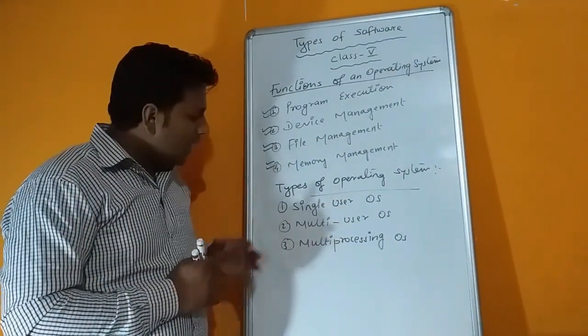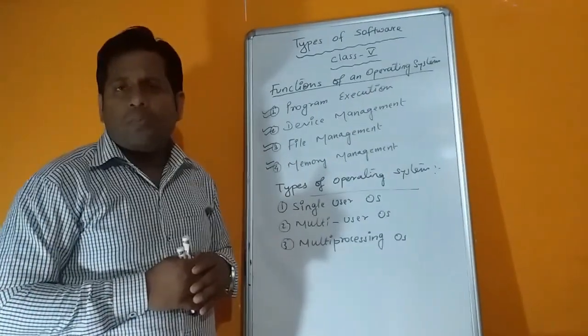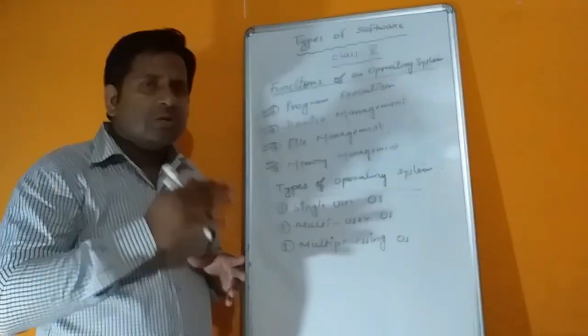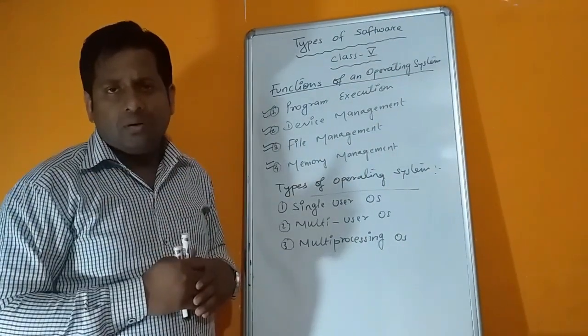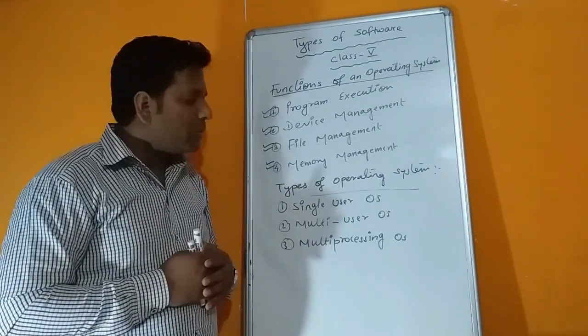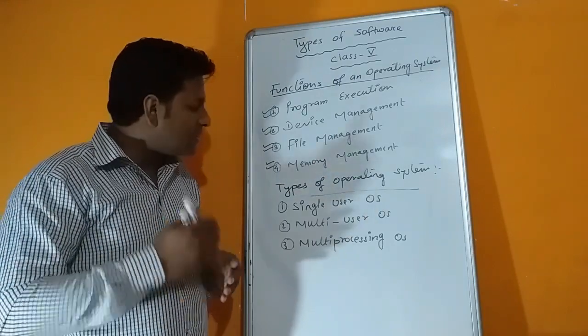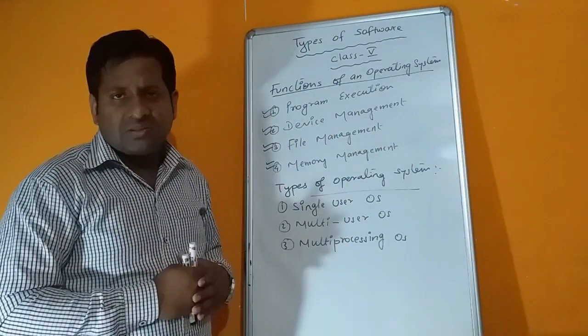Next to this we have multi-user. Many people can use this type of operating system, where internet is also available, mouse is available, the graphic part is available. And an example of multi-user operating system is Windows. Windows operating system is a multi-user operating system.